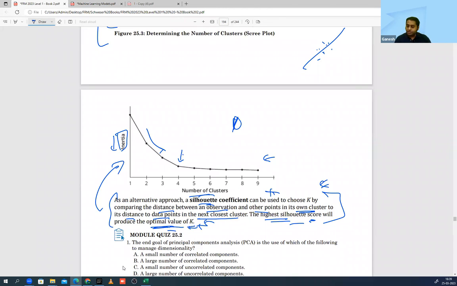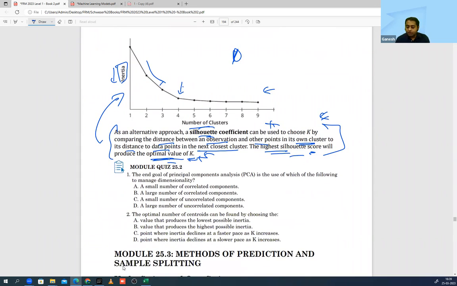Let us go to the questions part. The end goal of the principal component analysis is the use of which of the following to manage dimensionality. Dimensionality means how many components I'm going to use. What is the end goal? Do I want to find a large number of variables or a small number of variables? Small number of variables, ideally. And the important part was uncorrelated. So a small number of variables that are uncorrelated. That should be your answer.